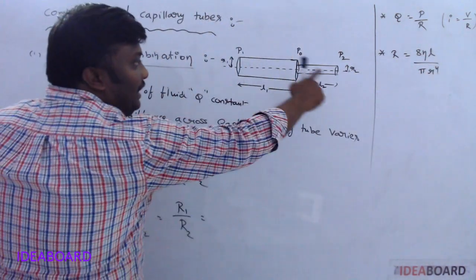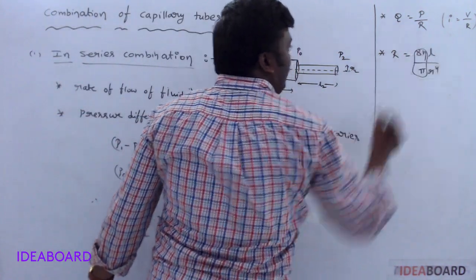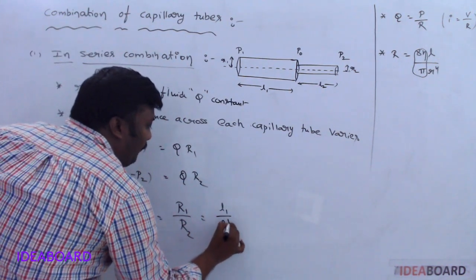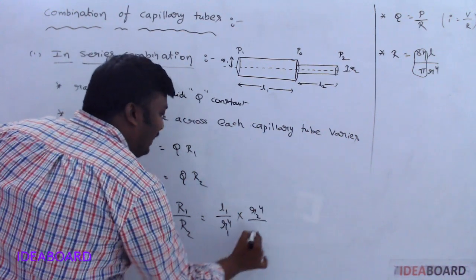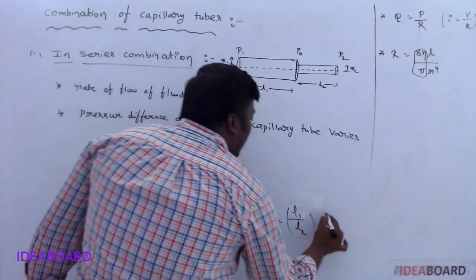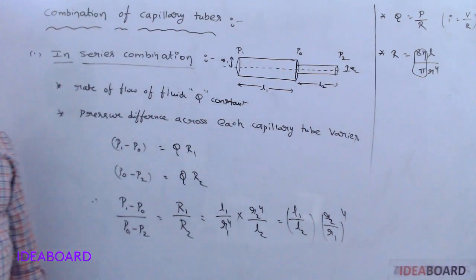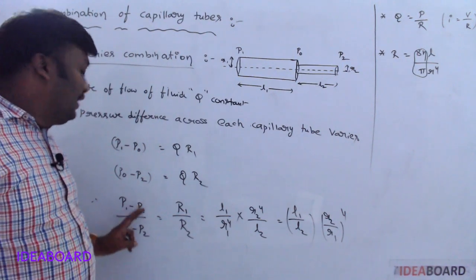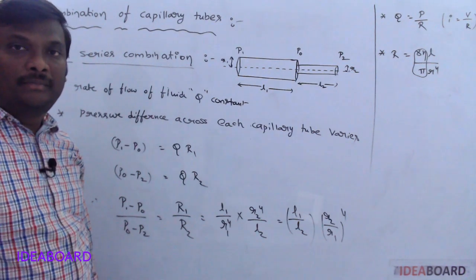On that, the fluid nature does not change. So 8 eta by pi is constant, then L1 by R1 power 4 by L2 by R2 power 4. That indicates L1 by L2 into R2 by R1 whole power 4. This is the formula for the ratio of the pressure difference across the two capillary tubes. Understand?